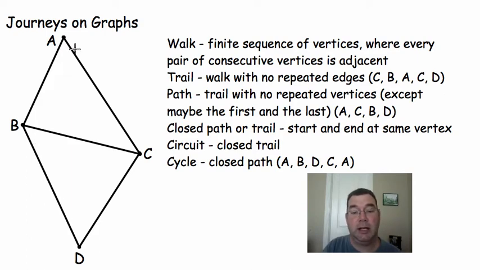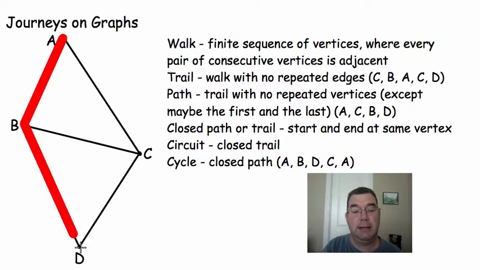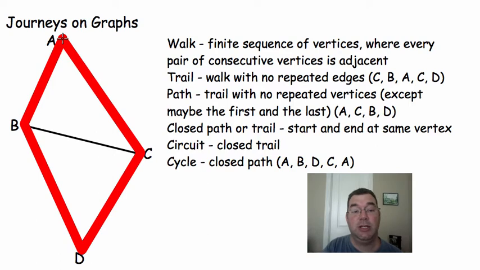So an example of a closed path would be from A to B, from B to D, from D to C, and then I end up back at A again. Okay. Now I didn't use every edge in the graph, but I did create a closed path. No repeated vertices, no repeated edges, and I started where I ended. So that would be considered a cycle.